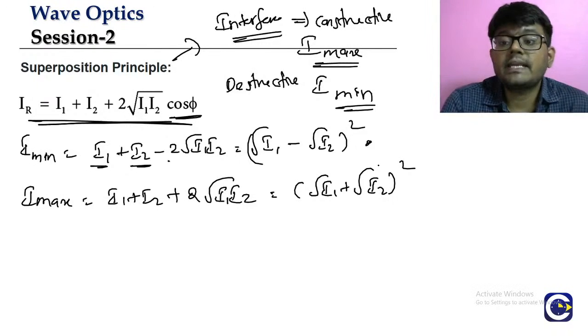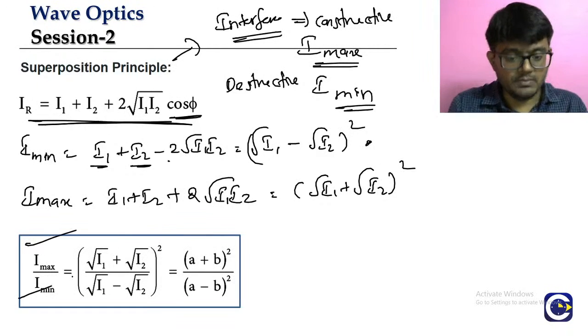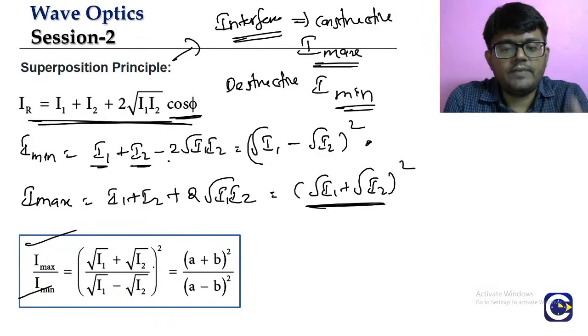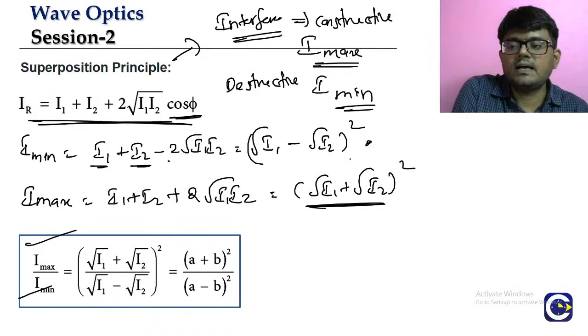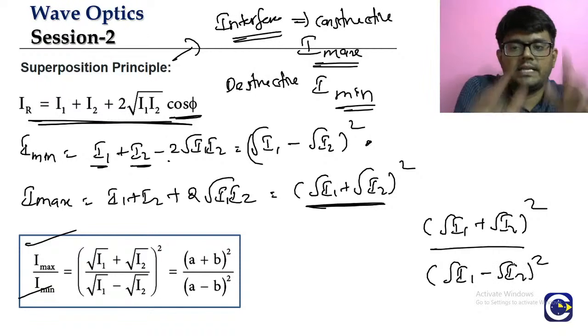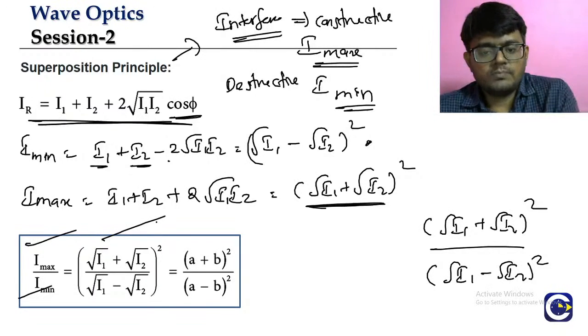So sometimes we will even get questions on the ratio of these. So I max by I minimum. What is the ratio? Root I1 plus root I2 the whole square divided by root I1 minus root I2 the whole square. We can take the square as a whole and write it like this: root I1 plus root I2 divided by root I1 minus root I2, the whole square.